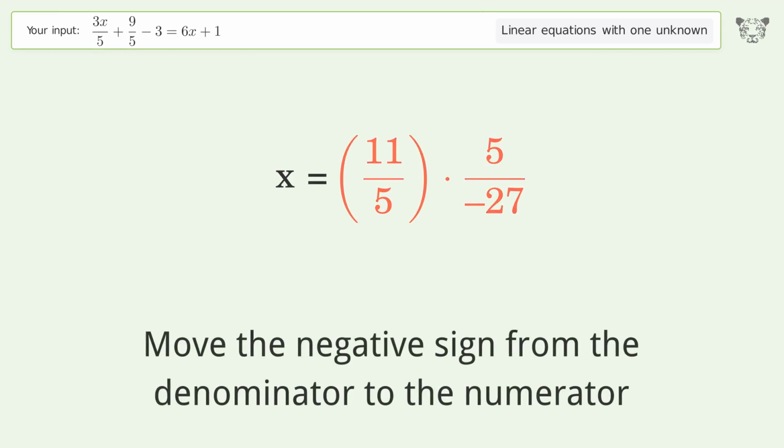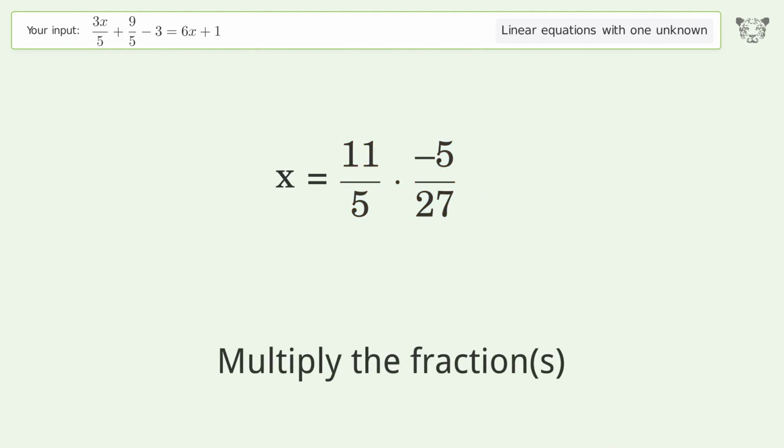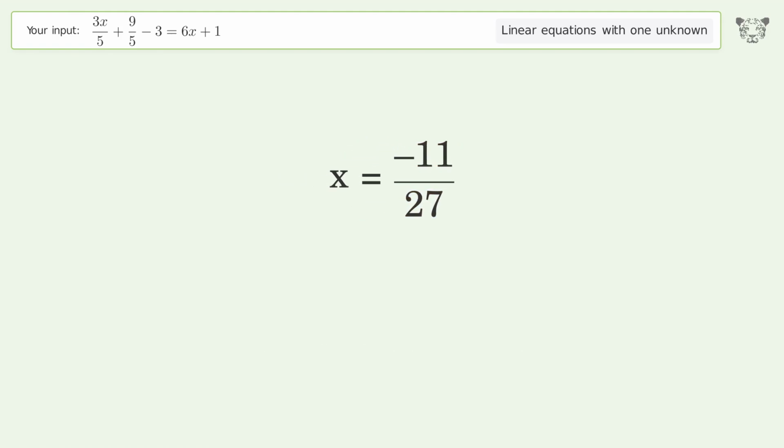Move the negative sign from the denominator to the numerator. Multiply the fractions. Simplify the arithmetic. And so the final result is x equals -11/27.